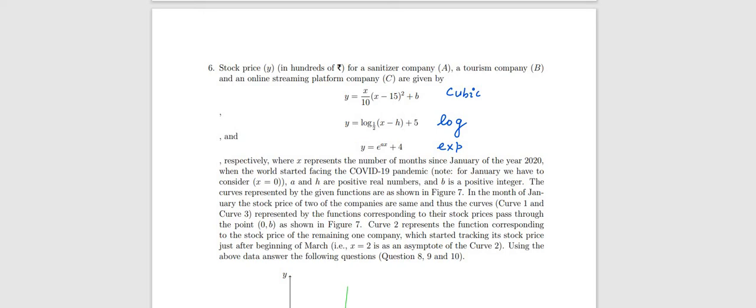Now x represents the months. So basically it starts from January, which is x is equal to 0, and it moves on. It means in February you have x is equal to 1, and in March you will have x is equal to 2.